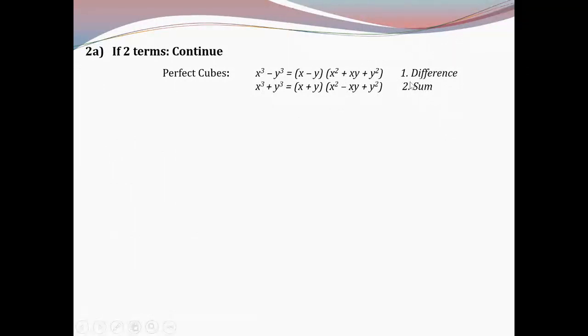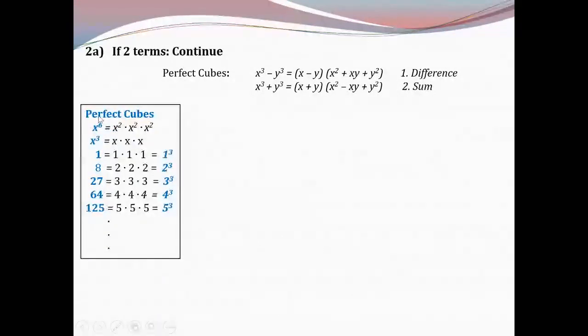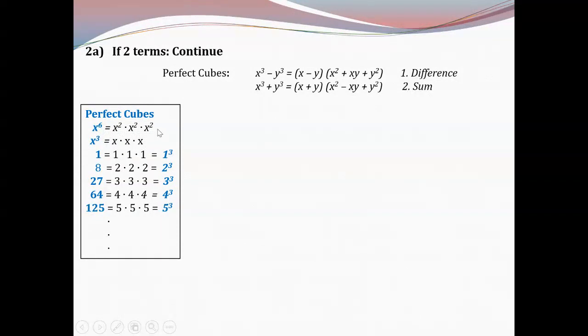I call this 1 the difference and 2 the sum. These are called perfect cubes. Why? Because x to the 6 is the same thing as x squared times x squared times x squared, which means what three variables or what three numbers multiplied by themselves will give you the number over here or the variable to the power over here on the left. So for example, x cubed is the same thing as x times x times x. So that's a perfect cube, x cubed. How about 1? 1 is 1 times 1 times 1, which will give you 1 cubed. Also 8, right? We multiply 2 times 2 times 2, 3 times.